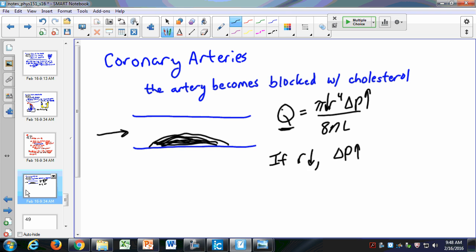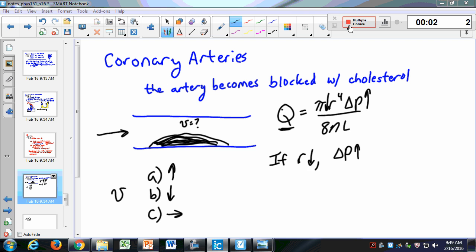What happens to the flow rate? As my blood is flowing into the artery, I have a certain speed that it's flowing here. What happens right here? What's going to happen to that speed? Is it going to go up? Is it going to go down? Or is it going to stay the same? What will happen to the speed when it enters into this area right here? Up, down, or stay the same?